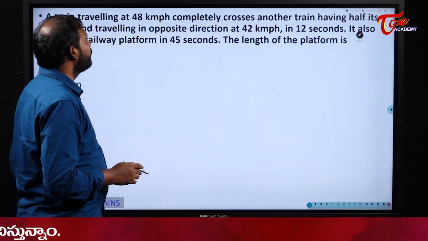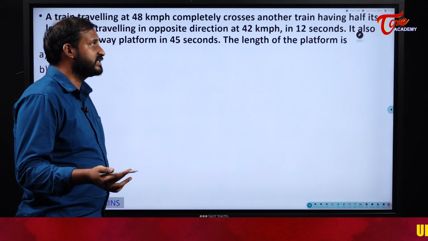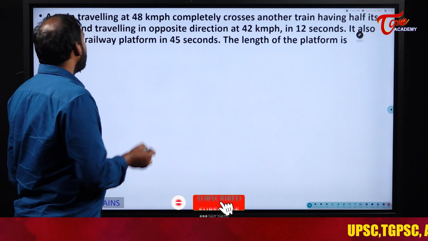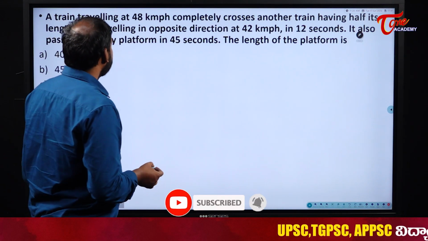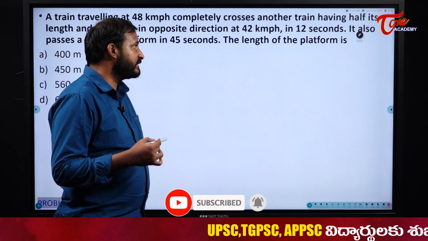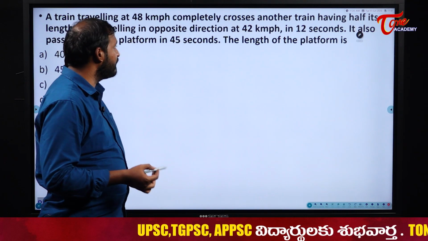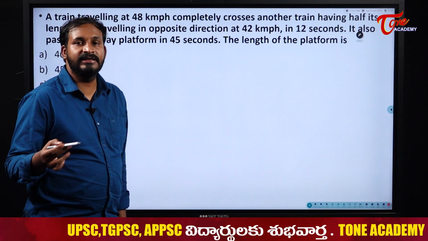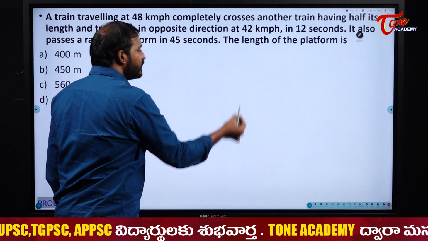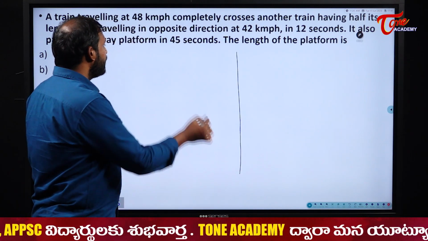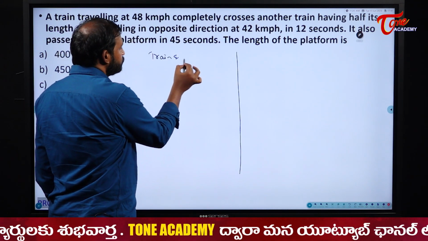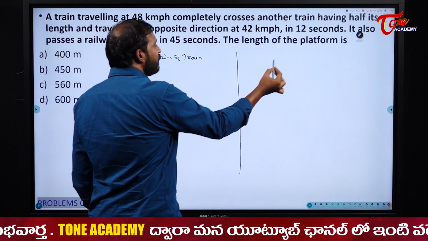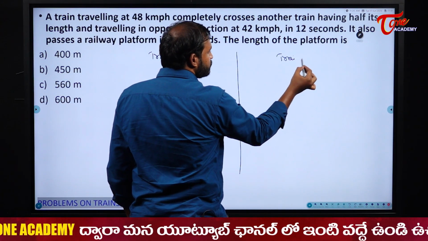A train traveling at 48 kmph completely crosses another train having half its length, traveling in the opposite direction at 42 kmph, in 12 seconds. It also passes a railway platform in 45 seconds. The length of the platform is? So here two cases are there: train and train, and one more case, that is train and a platform.